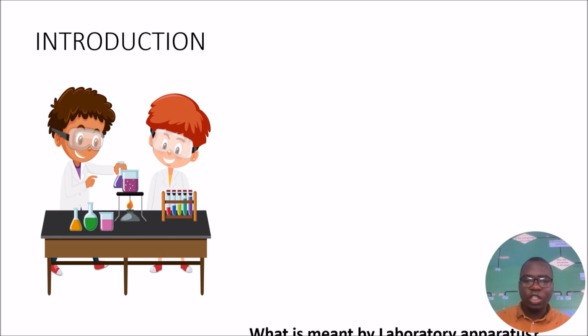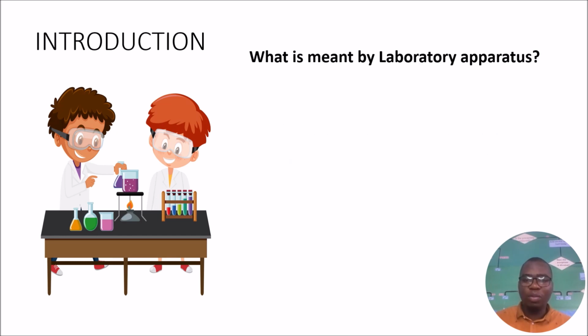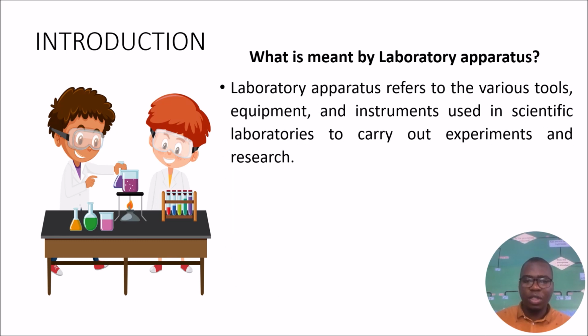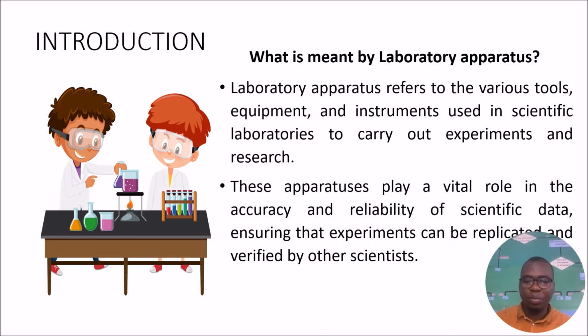In our introduction, let us define what is meant by the term laboratory apparatus. Laboratory apparatus refers to the various tools, equipment, and instruments used in scientific laboratories to carry out experiments and research. These apparatus play a vital role in the accuracy and reliability of scientific data, ensuring that experiments can be replicated and verified by other scientists.